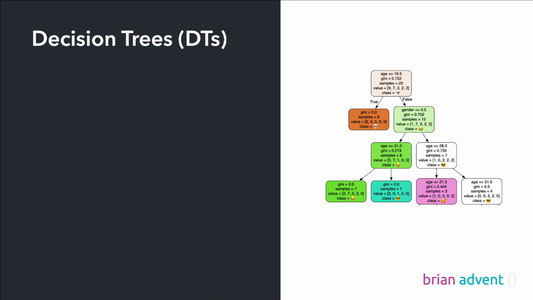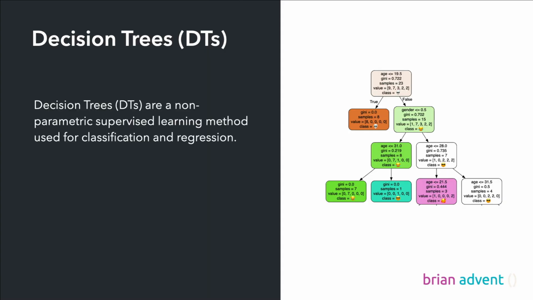Decision trees are a so-called non-parametric supervised learning method used for classification and regression. The goal is to create a model that predicts the value of a target variable by learning simple decision rules inferred from the data features, and the tree can be used as a constant approximation when you move along its paths and nodes.